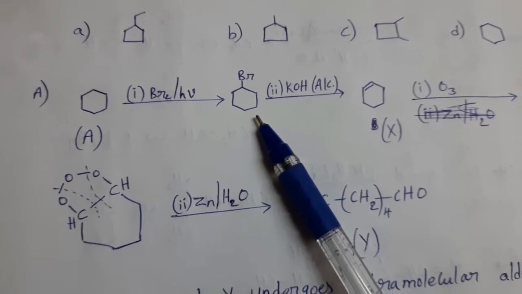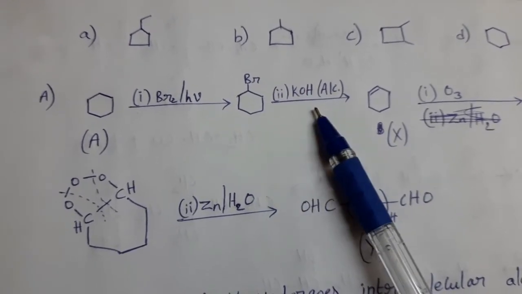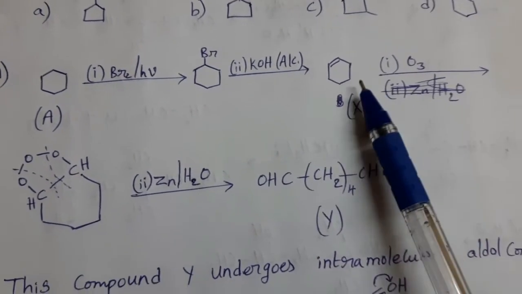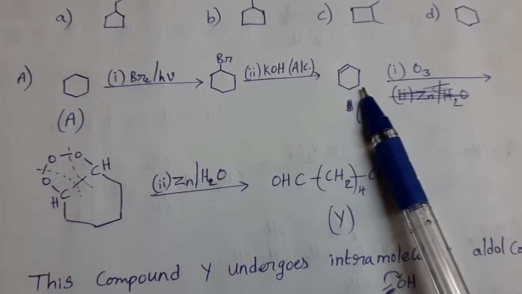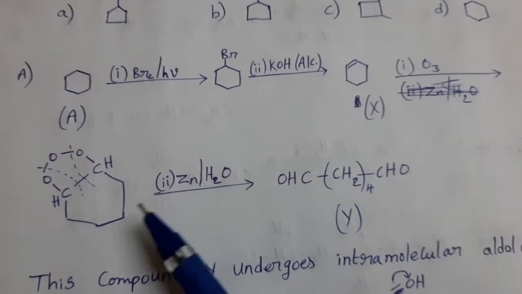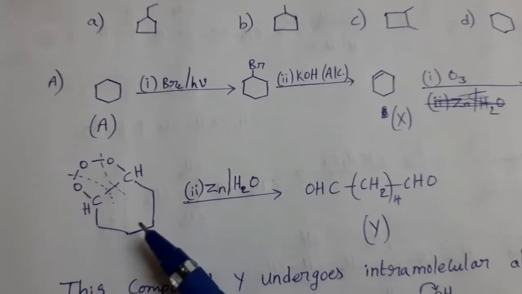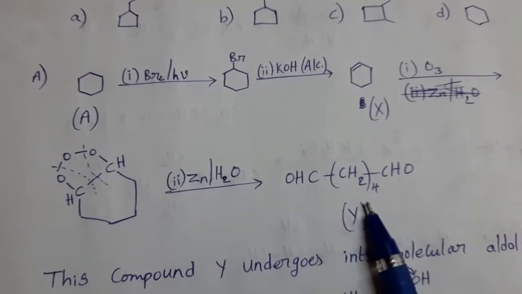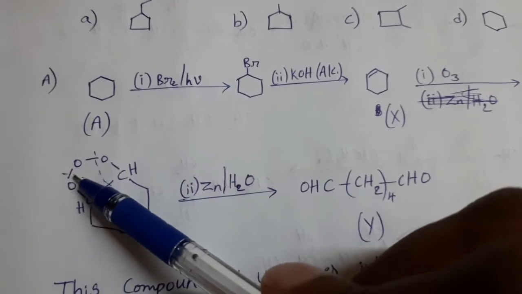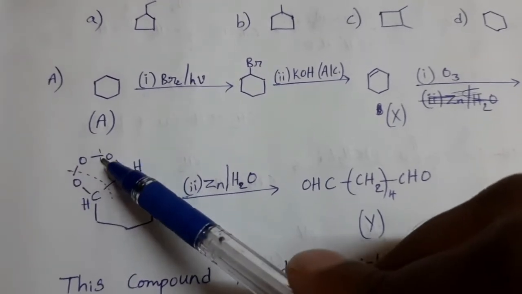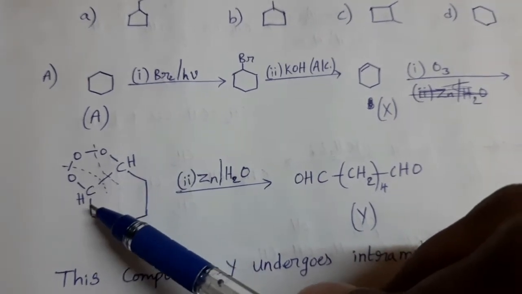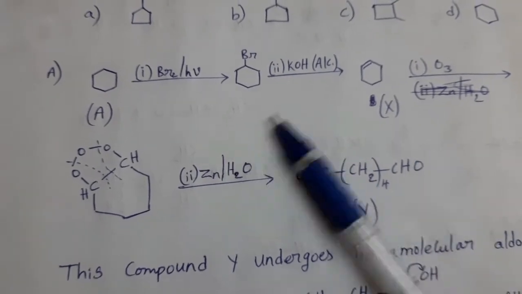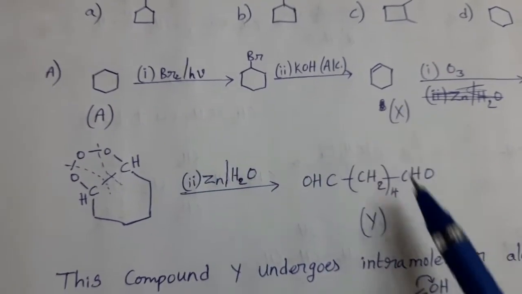This compound treated with alcoholic KOH, dehydrohalogenation takes place. We can get alkenes. Now this cyclic unsaturated compound treated with ozone, we can get this type of ozonide. This ozonide on hydrolysis with zinc, then we can get this compound. Bond breaking takes place here, here also, here and here also. Then two CHO groups, aldehyde groups, are present in the same compound. This is structure Y. Structure A, structure X, structure Y.